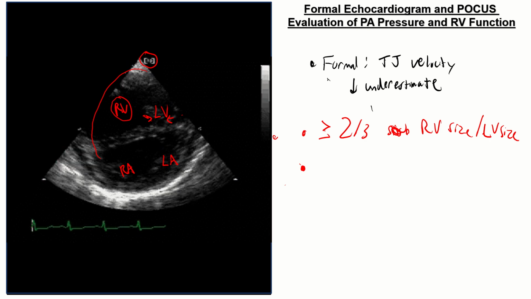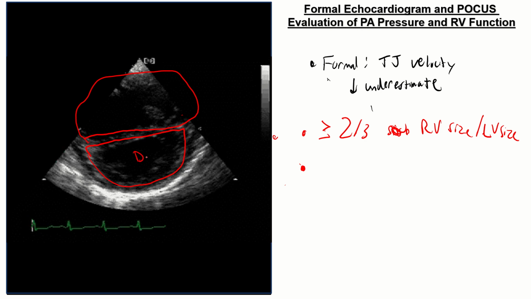The other thing you might look at is your short axis view. And what you're looking at here in your short axis view is, remember, RV is always in the front. So here's your RV, here's your LV. And another sign of pressure overload is the D sign. You see this kind of looks like a D. This is a sign of increased RV pressure.